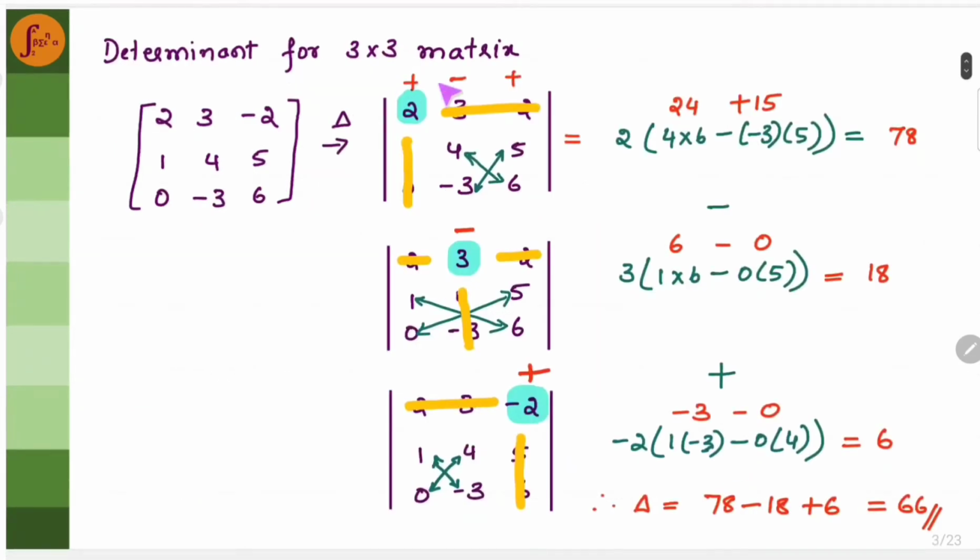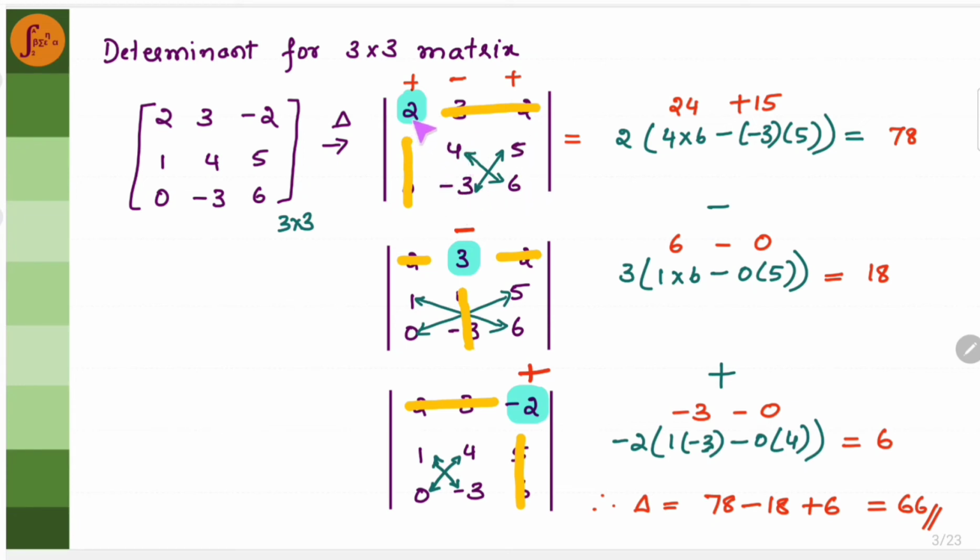Let's take a 3 by 3 matrix. For a 3 by 3 matrix, how do we calculate the determinant? You take the first row elements and then calculate the determinant. These are 3 steps. First you take the first number, which is 2 here. Then you ignore the row and the column in which this number 2 is there. Just ignore this row and this column. Then you'll be left with 4, 5 and 3, 6.